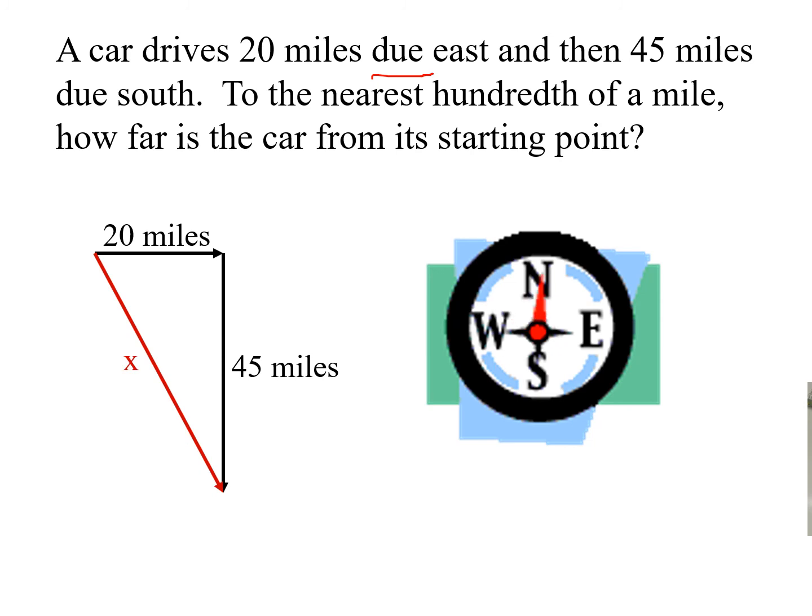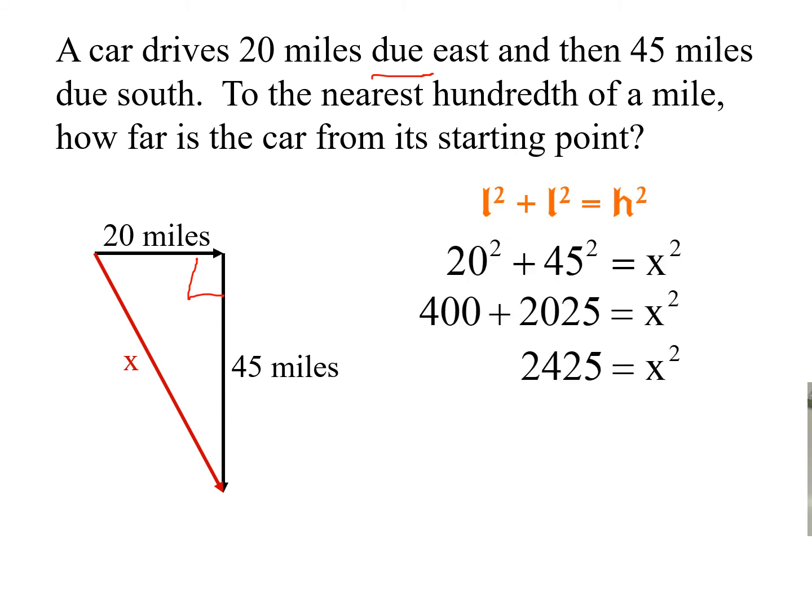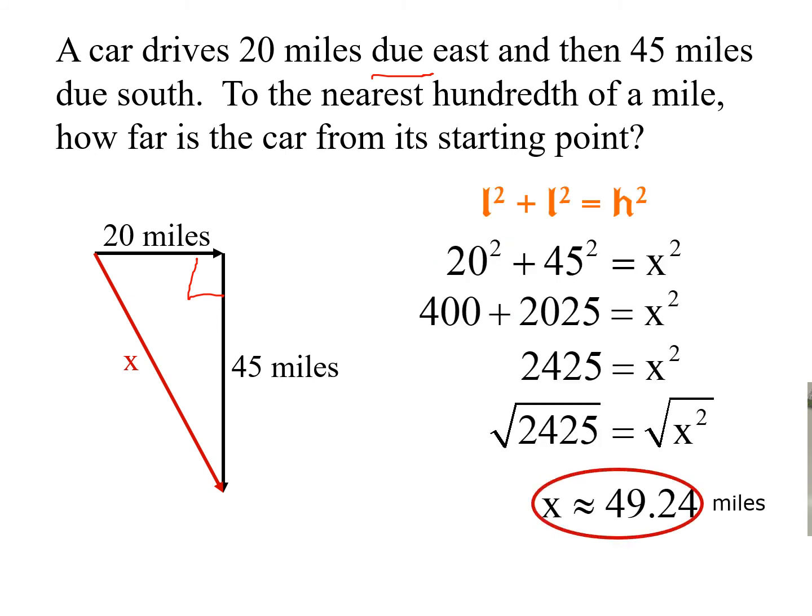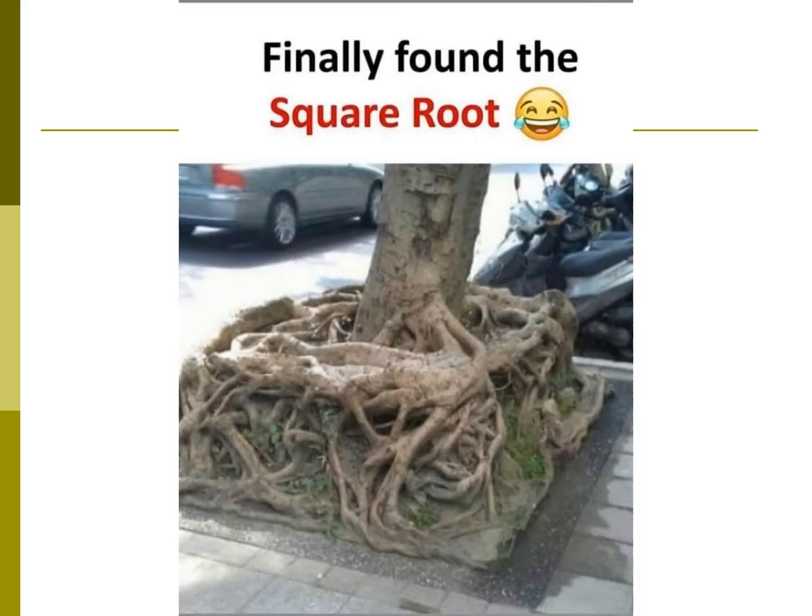You see the right triangle? We're looking for what side? Hypotenuse. So 20 squared plus 45 squared would equal x squared. Same old stuff. Alright. End up with that. Alright. Square root.